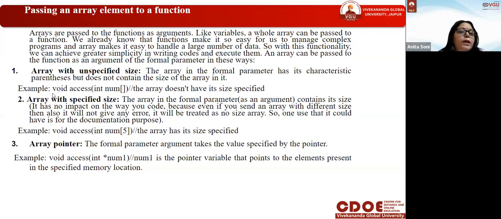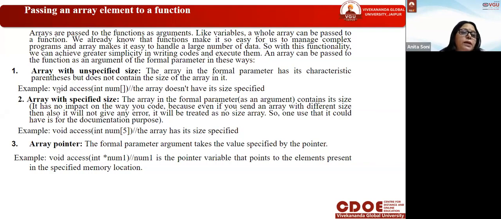Like this way, void is the return type of function. If the function is not returning anything, the data type would be void. Access is the name of function. Here you are passing the formal parameter; this is the called function, this is the formal. When you call a function and pass a parameter, they are called actual parameters, and in the called function, they are called formal or dummy parameters.